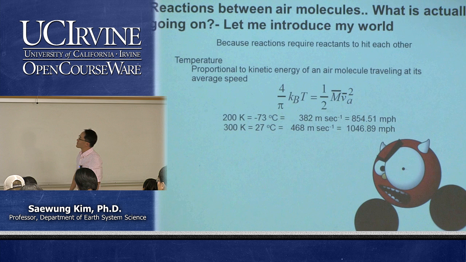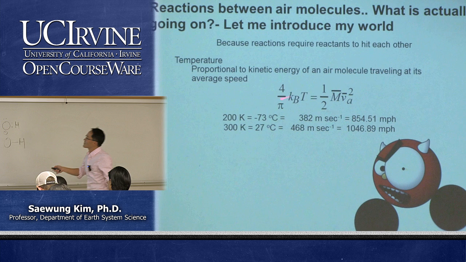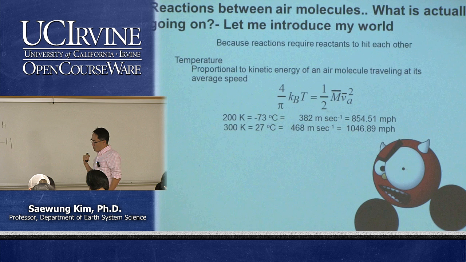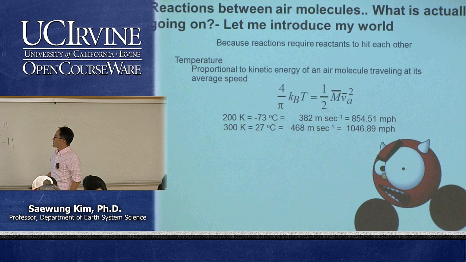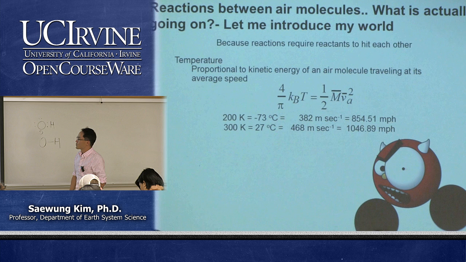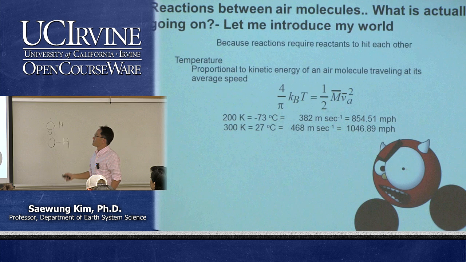So you don't need to remember this equation. But from this equation, you can actually calculate the speed of an air molecule. So each of these nitrogen and oxygen is an air molecule. And the air molecule is not just staying right here, rather it's moving along. The speed of the air molecule is pretty much determined by the temperature. At a little higher than room temperature, 27 degrees Celsius, which is about 85 Fahrenheit, the speed is about 1,000 miles per hour. In terms of seconds, it travels about 500 meters.